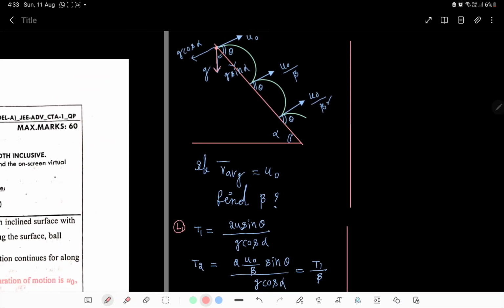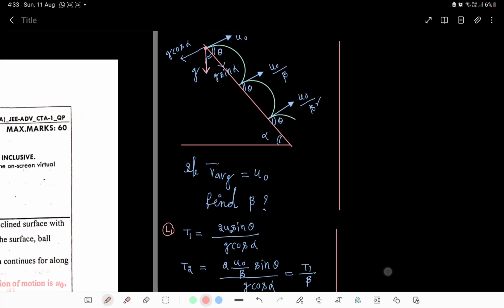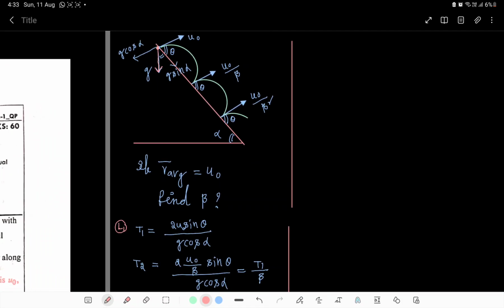Now look at the diagram. For the total displacement we have to find the range of each bounce. For the first one, if I apply the kinematic equation, x is equal to ux t plus half ax t square. So for the range, let me say r1, r1 is equal to u cos theta into t1 plus half into ax, which is g sin alpha, into t1 square.